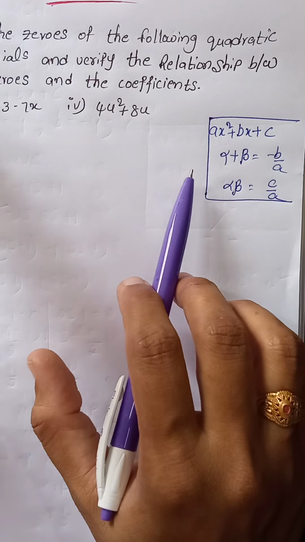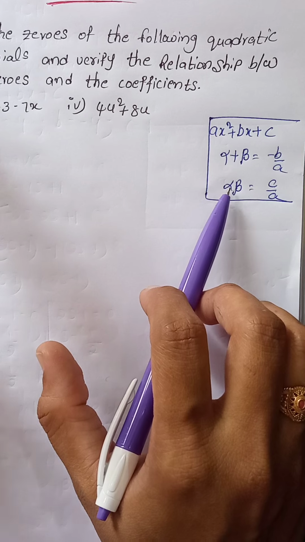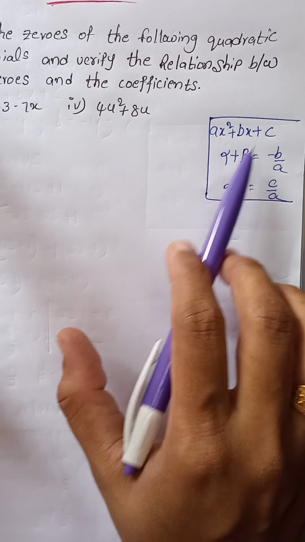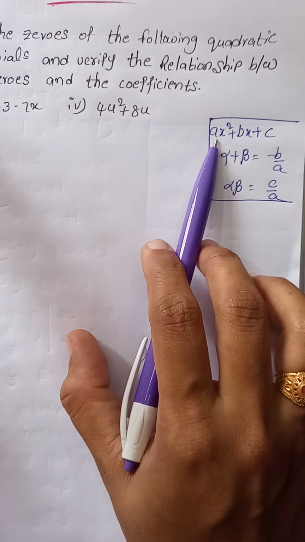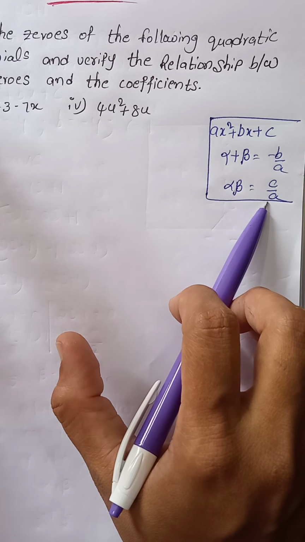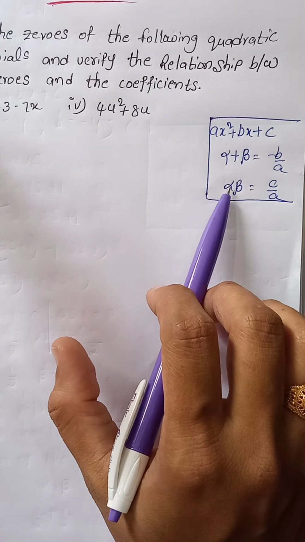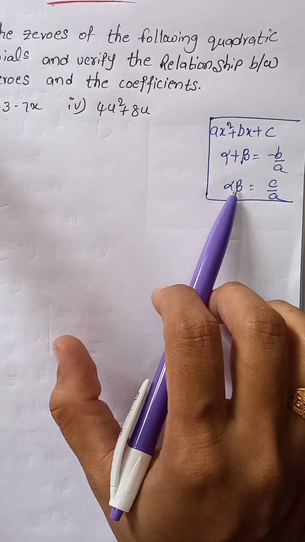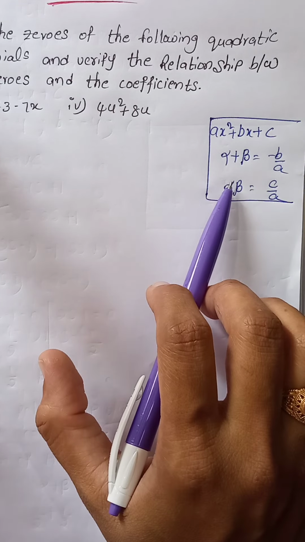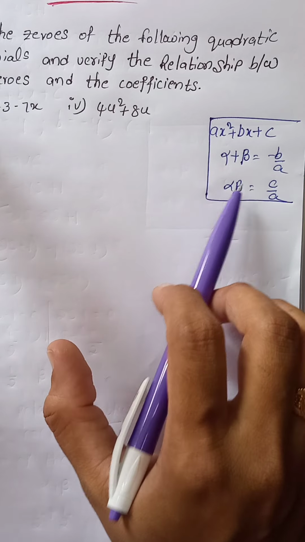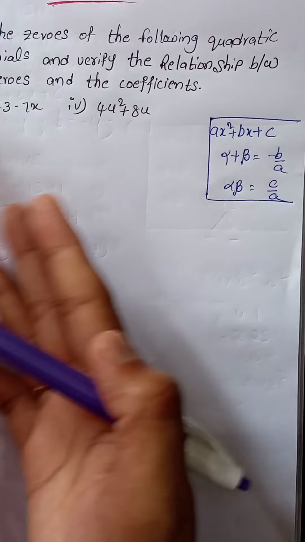Second case is when you multiply those two zeros, you will get the same answer as the constant term, that is c, divided by the coefficient of x square, that is a. So alpha plus beta equal to minus b by a, and when you multiply those two zeros, alpha into beta equal to c by a. These are the relationships between zeros and coefficients. Now we need to check how these relationships would be for this question.